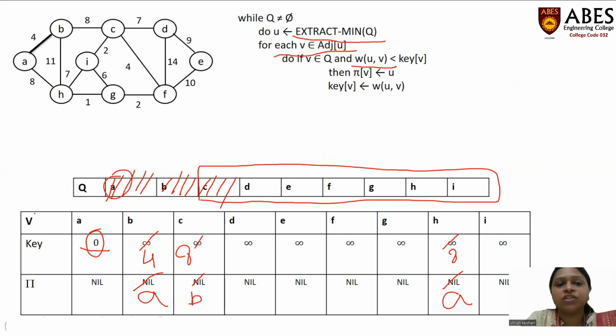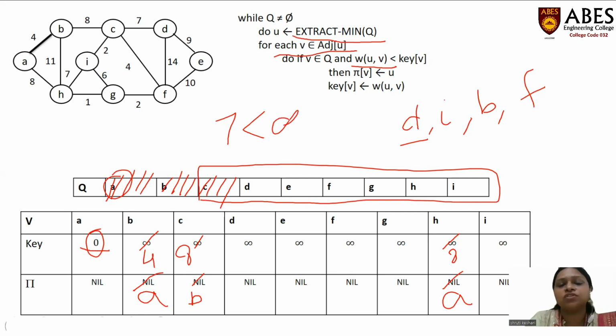Here C is containing the vertices D, I, B and F. Now we'll consider D. D is an element of your Q, right? The edge weight of C to D is 7 and the existing weight of D is infinity. So 7 is less than infinity, the condition is true. Then update the value of pi as C and update the weight as 7.